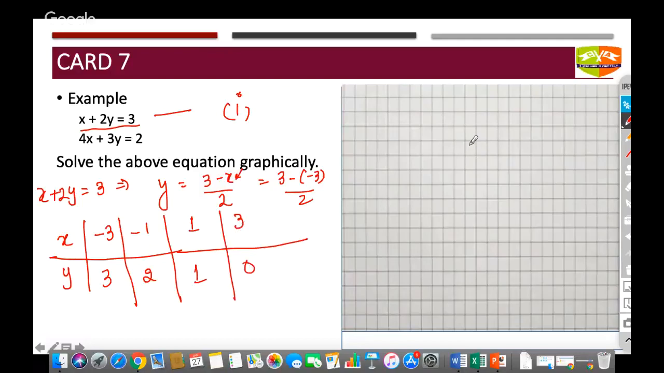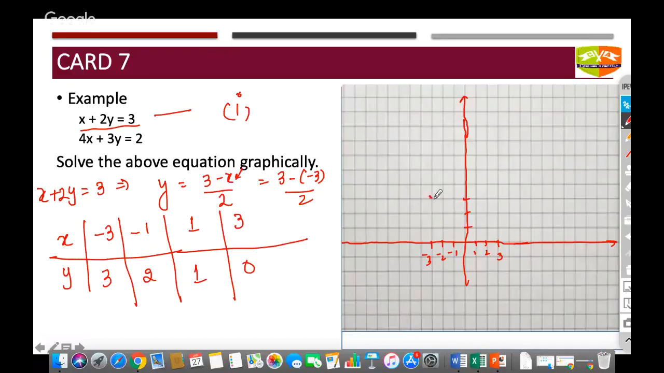So what I do is, I take x and y axis like this. This is my y axis and this is my x axis. And I start plotting my values. So this is x is equal to 1, 2, 3, and here I take minus 1, minus 2, minus 3. So on x is equal to 1, this is 1, 2, 3.